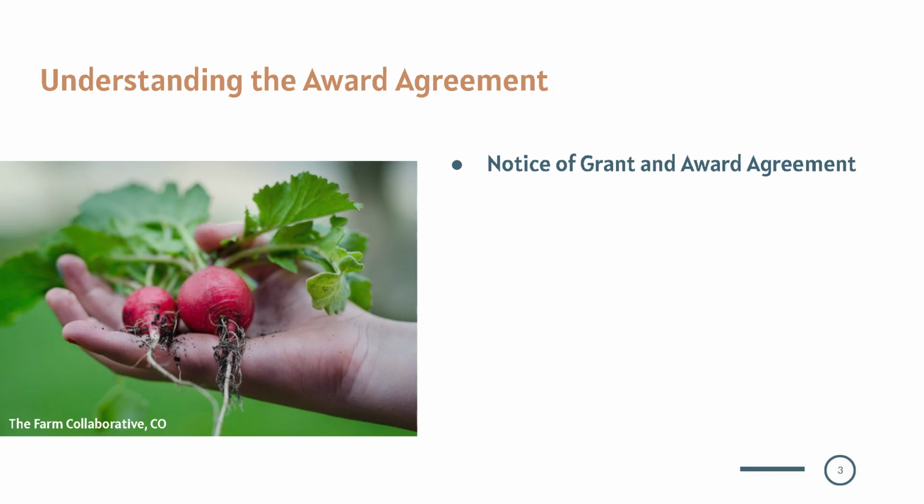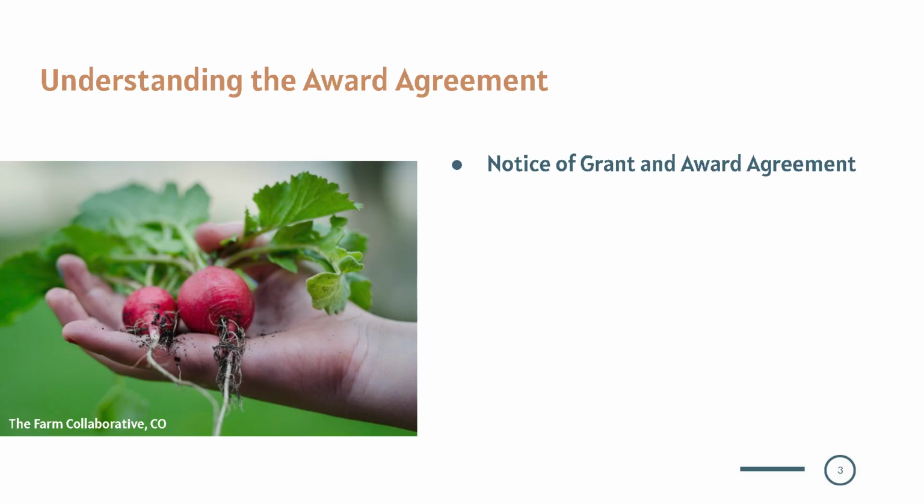This important document will include key details like your award number, the start and end dates for the budget period, which is also known as the performance period, your approved budget, the approved cost share or match if applicable, and it will sometimes include specific program requirements.